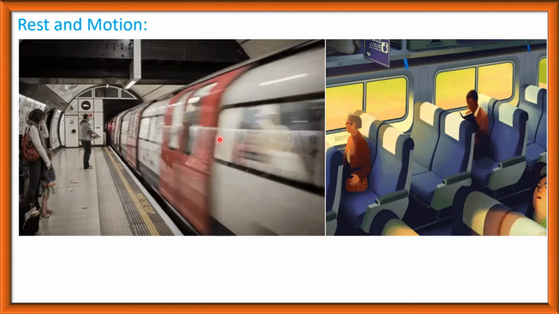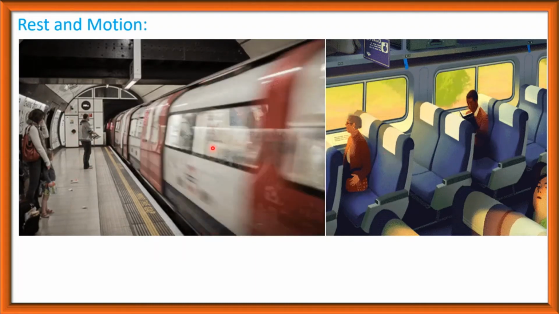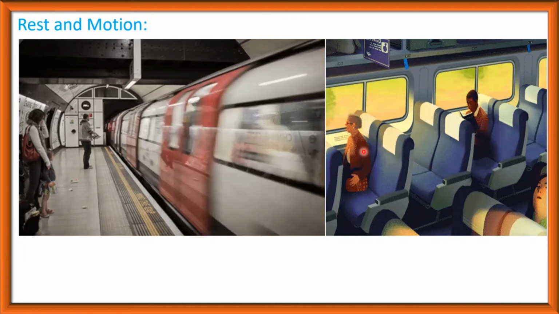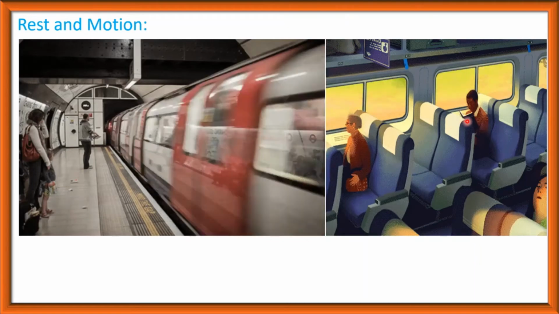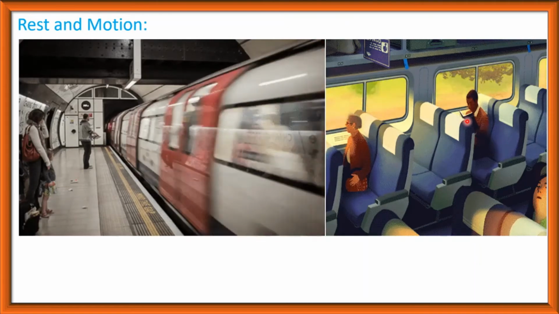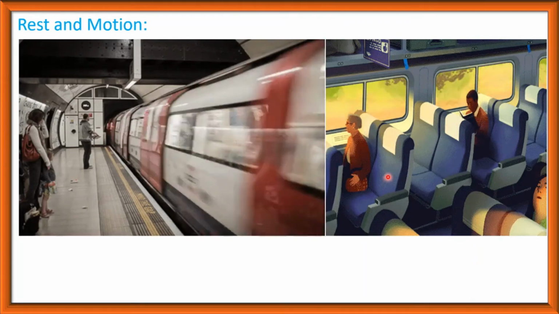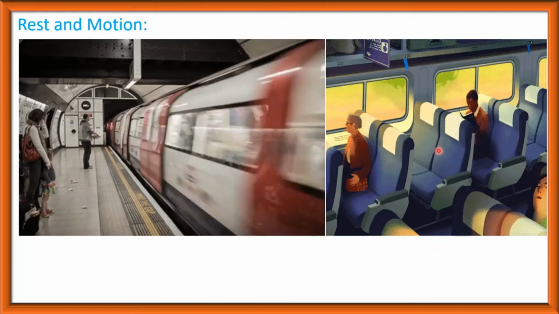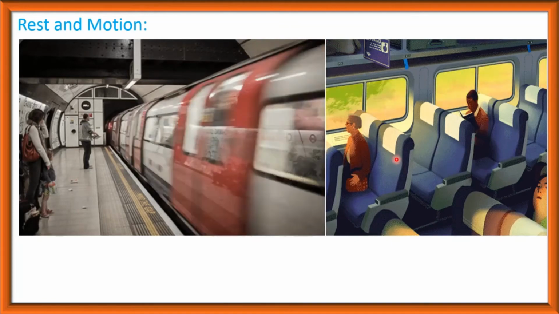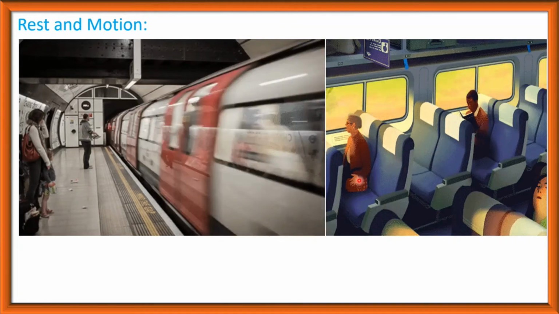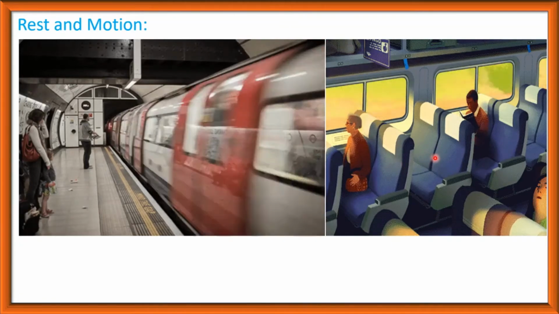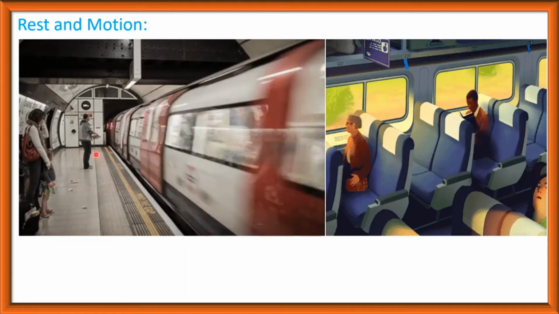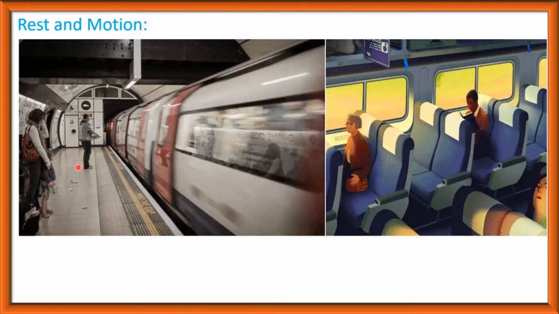The train is in motion, but inside the train one passenger is at rest with respect to another passenger because the position is not changed with respect to the other passenger. So they seem to be at rest with respect to each other, but they are in motion with respect to the person standing on the platform.